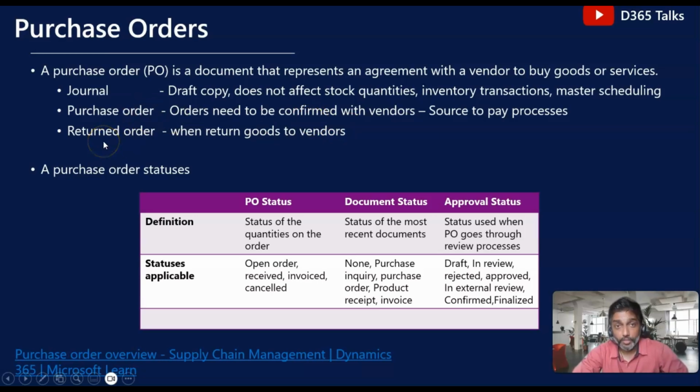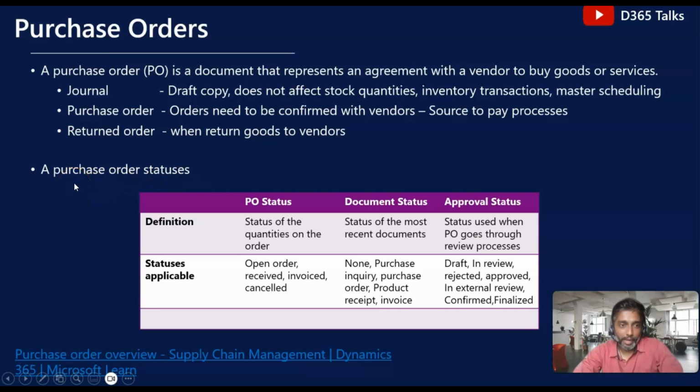And the third type is the return order, where if you have any defective goods or wrong receipt or short receipt which you want to process as a return to the vendor, then the third type, return order, needs to be followed. We will also see as we progress in this procurement and sourcing series how to process the return orders. That is a separate business process flow altogether.